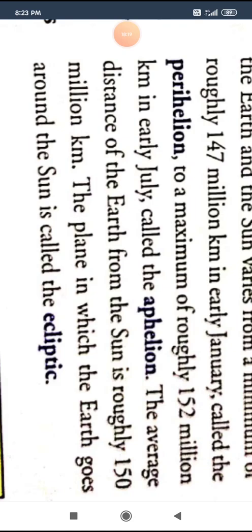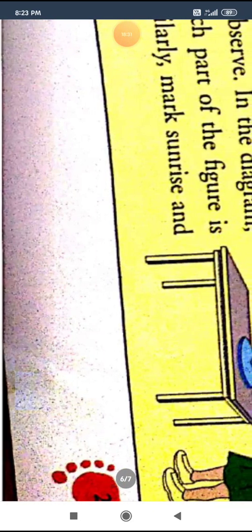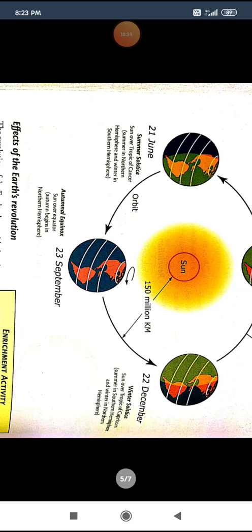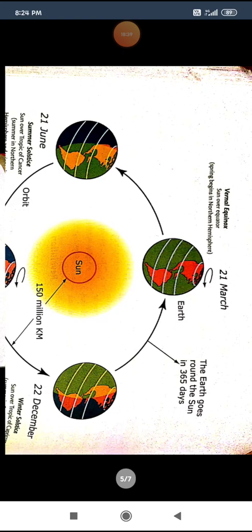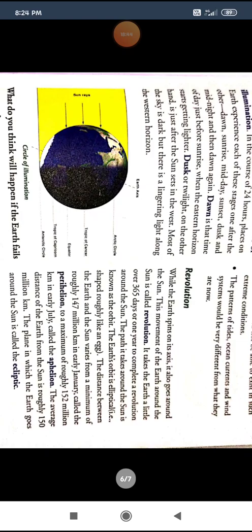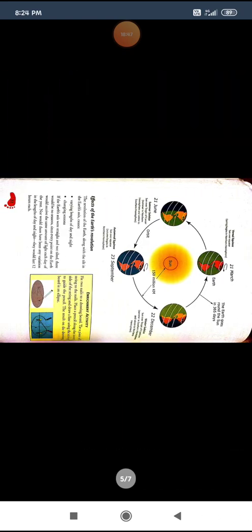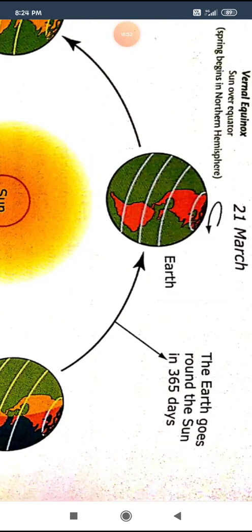And the plane in which the earth goes around the sun is called the ecliptic. Now see this diagram here. See this diagram here that is given. This diagram I will explain afterward.